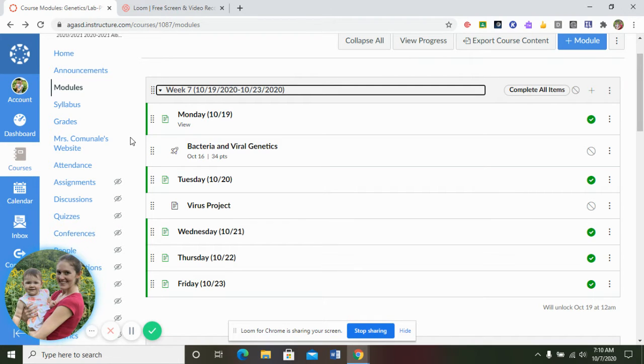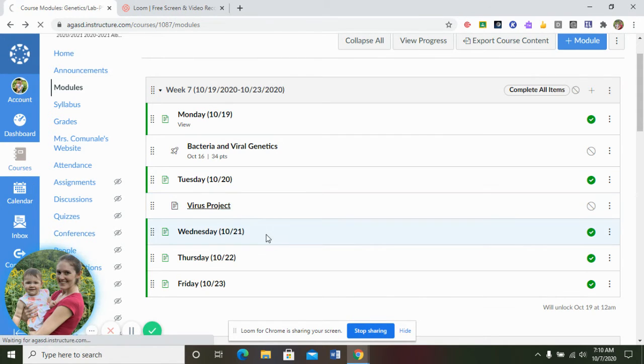Hello, good morning. Today we are going to start our virus project, and you're going to be working on this for the next 4 days. So that's Tuesday, Wednesday, and Thursday, as well as Friday, and it will be due at the end of the day on Friday. So I have everything up here for Tuesday.